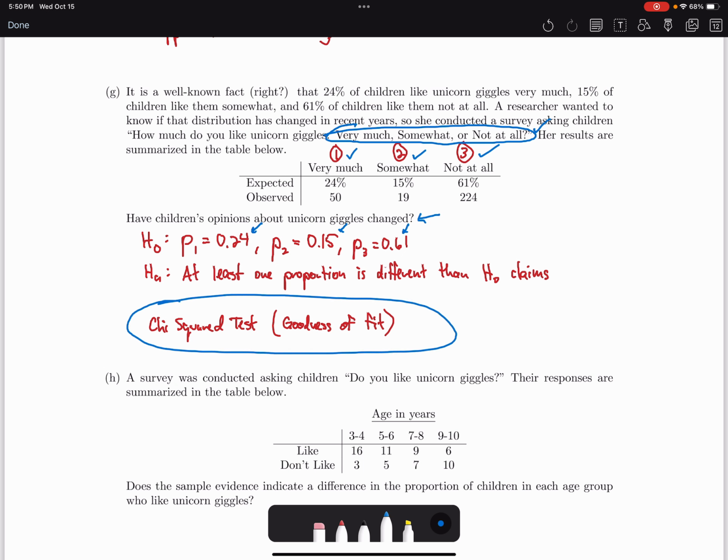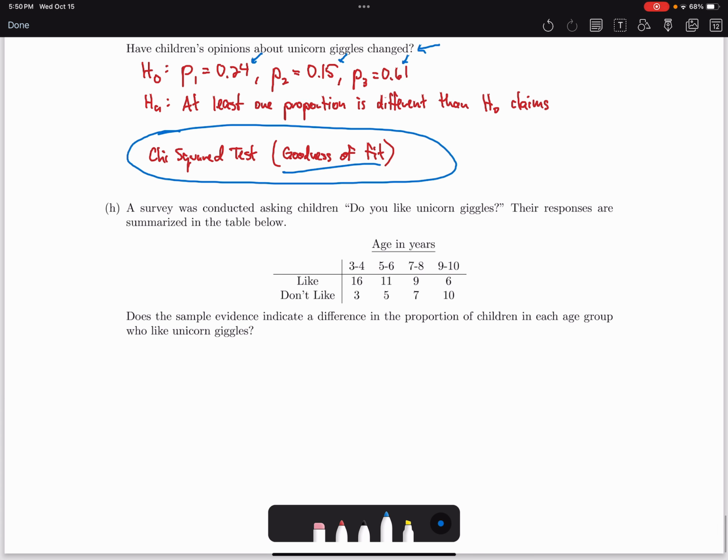But then remember, when you go to the chi-square test, you have to choose a homogeneity test or a goodness of fit. And in this case, we want a goodness of fit. Okay, last one. A survey was conducted asking children, do you like unicorn giggles? Their responses are summarized in the table below.